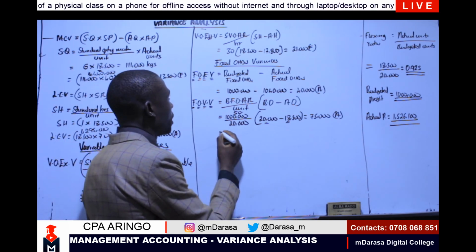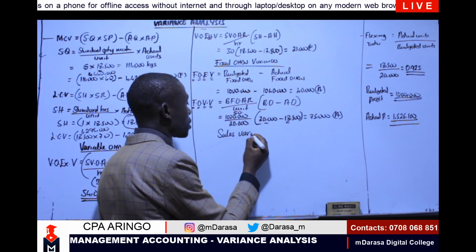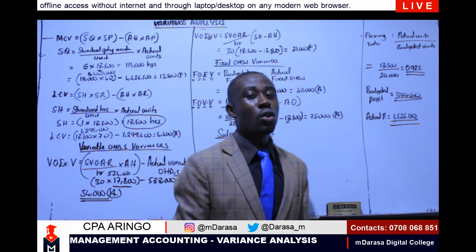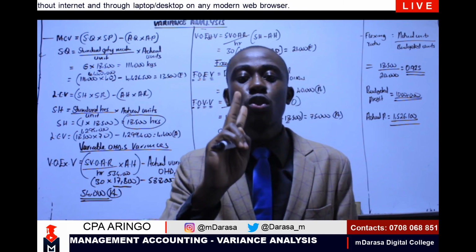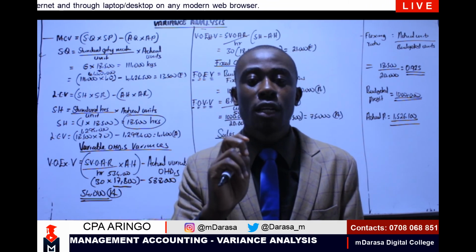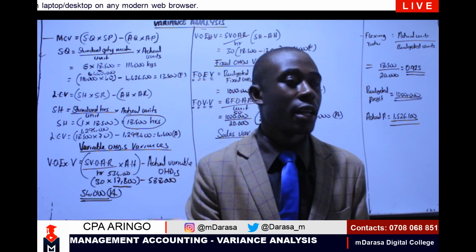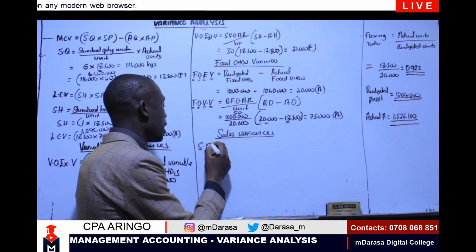So after we've looked at that, my good student, the next component we'll be talking about is what? Sales variances. And we know very well, whenever we are talking of our sales variances, again, two concepts should ring at the back of our mind, basic. That is the sales price variance and sales volume variance.